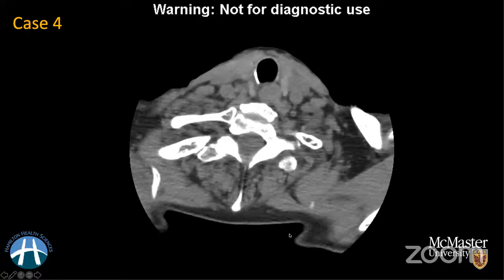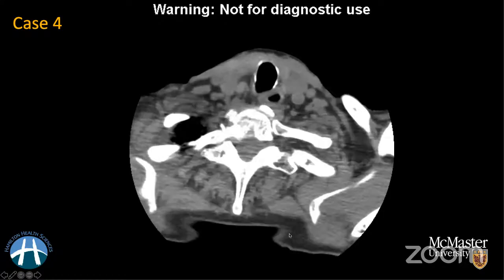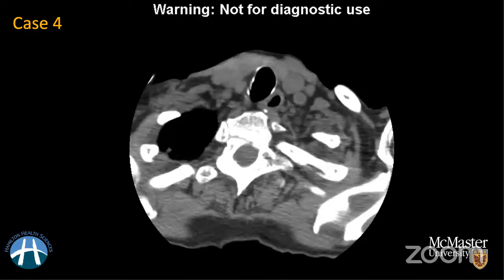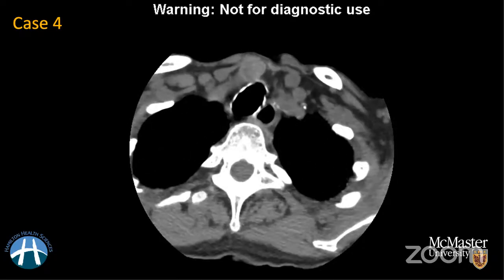So this particular study, I'll go through the axials here. So this is a soft tissue window of the lower neck, and this is the only area which I have selected because this particular image has a finding.